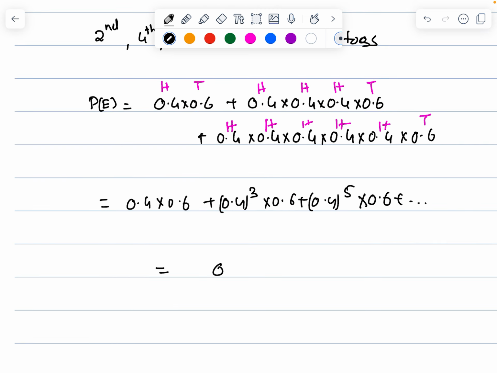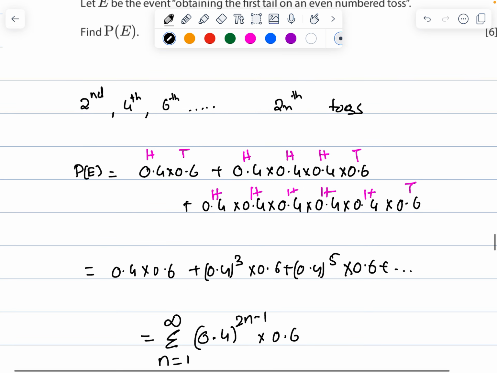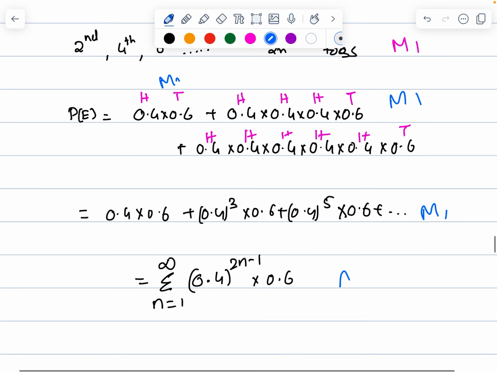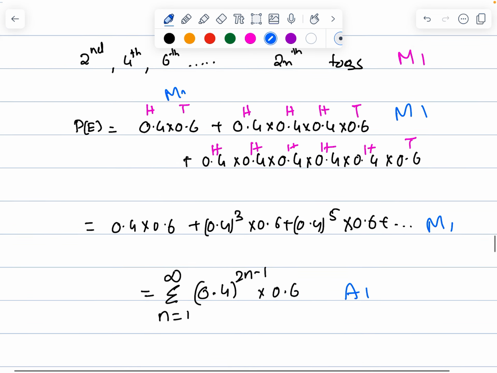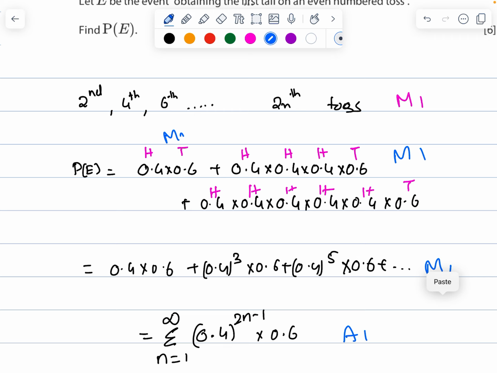It becomes the sigma value. If I want to write it, sigma n equals 1 to infinity of 0.4 to the power of 2n minus 1 times 0.6. That's going to be the probability. And how many marks is that? 6 marks. So first of all, we need an M1 for this, then M1 for this, M1 for this, and another M1 for this, and an A1 for this, and finally, writing the formula, you will get an A2.